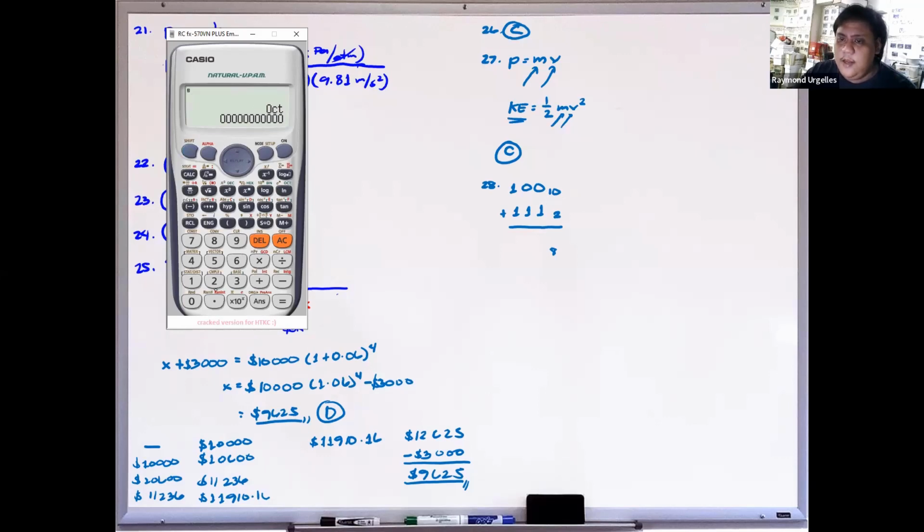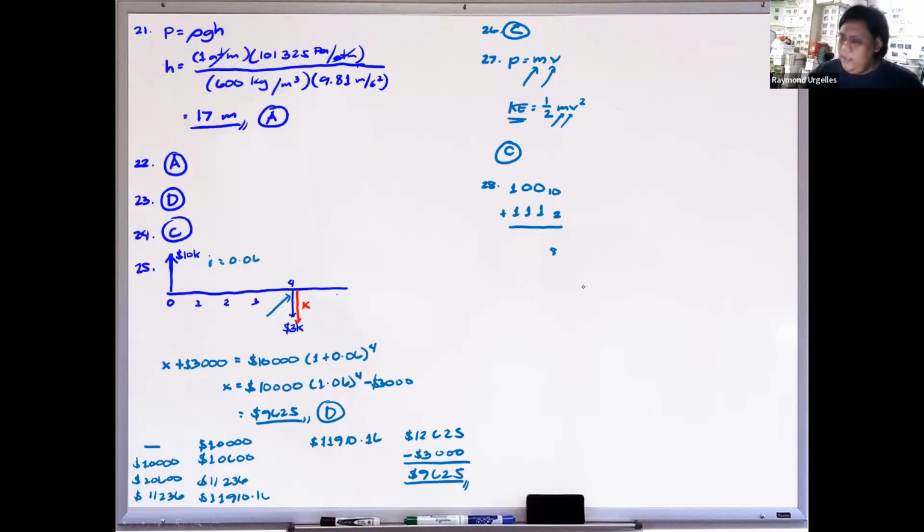So we go to shift, base, then decimal. We input 100. Then plus, shift base, down. The next given is binary, so we input 111. Then press equals. You will get 153 octal. So let's just do that. This is 153.